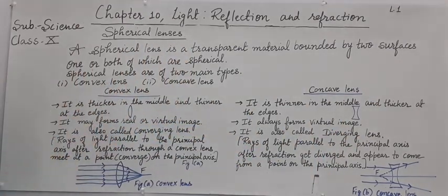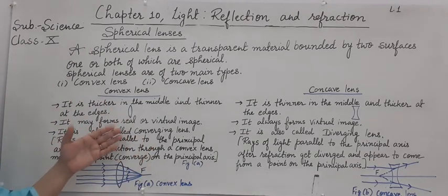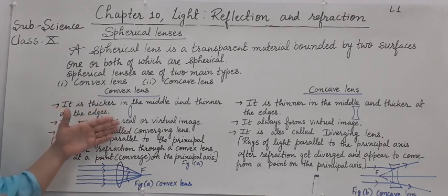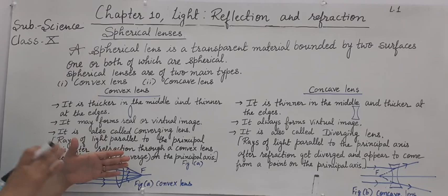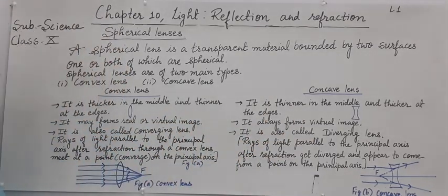Convex lens may form real or virtual image. It depends on how much distance the object is placed from the lens. Now, concave lens always form virtual image.